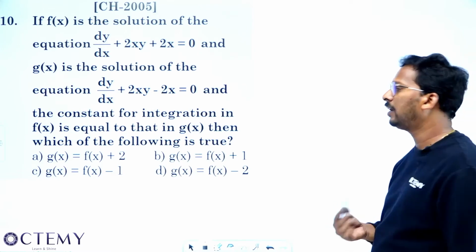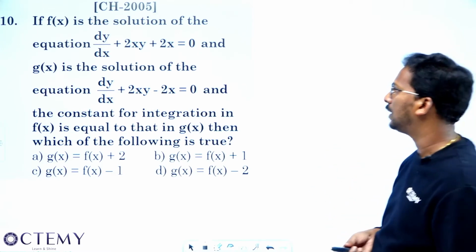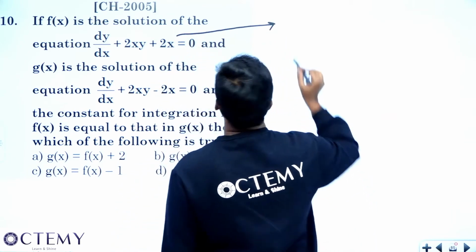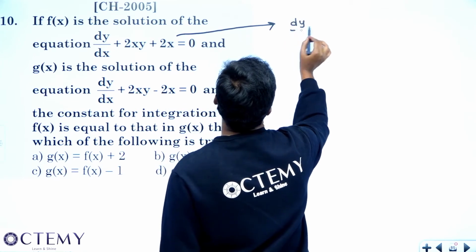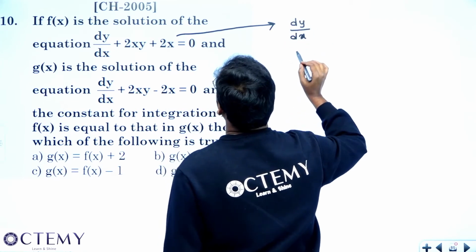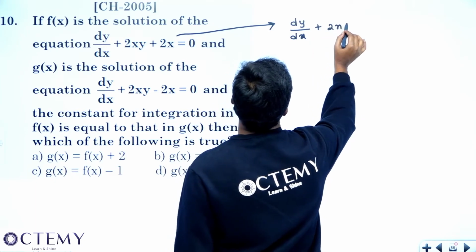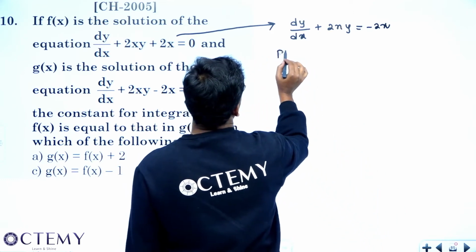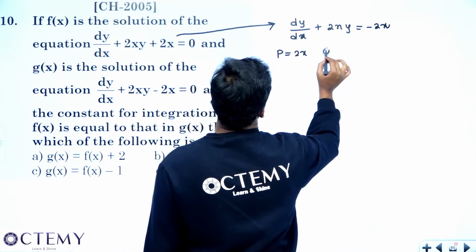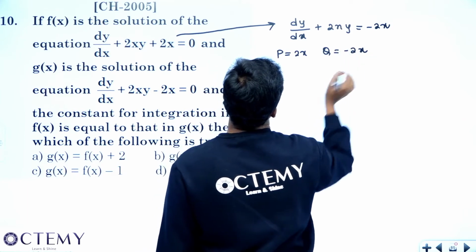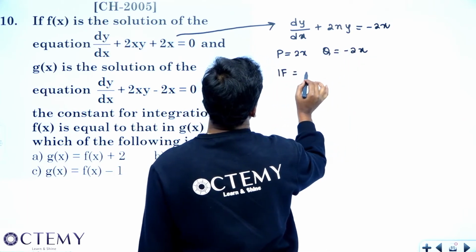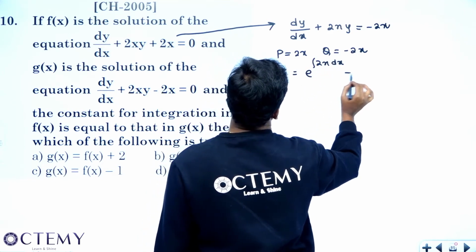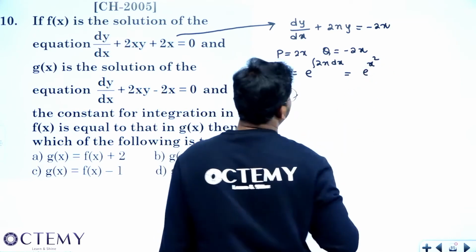Very simple. Let us first find out f of x and g of x, then let us see which of the equations matches. If I want to write the solution for this, it will become dy by dx plus 2x into y is equal to minus 2x. So what is p, sir? P is basically 2x. What is q, sir? Q is minus 2x. What is the integrating factor? The integrating factor is e power integral 2x dx. So that will become e power x square, isn't it?